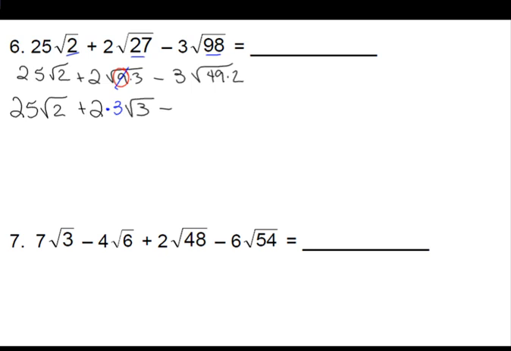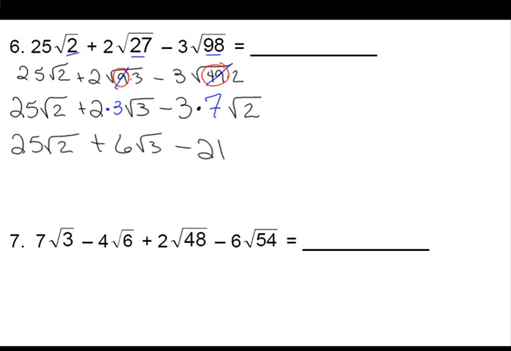Minus, here I've got 3 times 49's a perfect square. Since 49's a perfect square, it comes out as a 7, because the square root of 49 is 7. And I'm left with the square root of 2 here. So let's do our multiplication on the outside of our radicals. My 25 square root of 2 is still just chilling here. This becomes 6 square root of 3 minus 21 square root of 2.